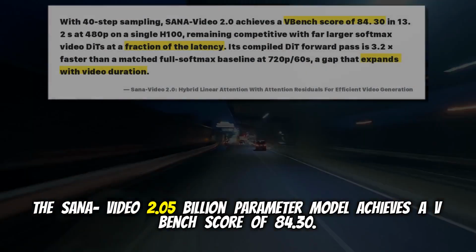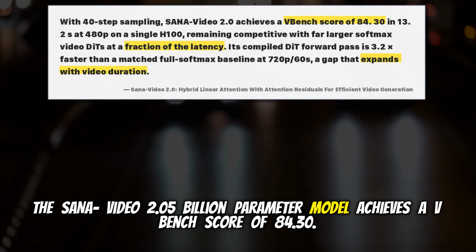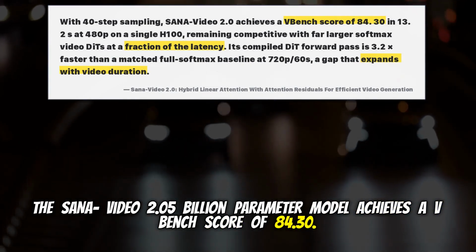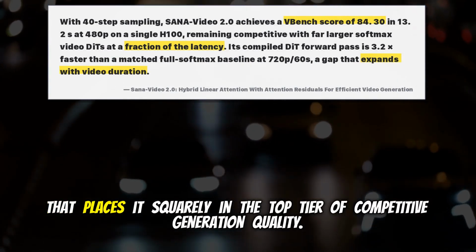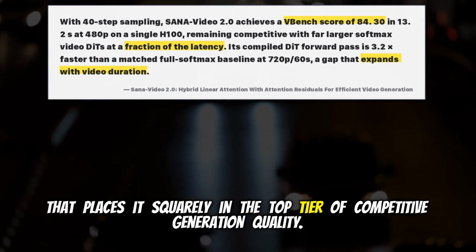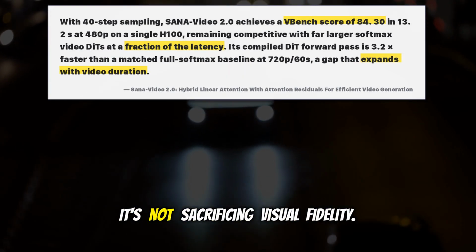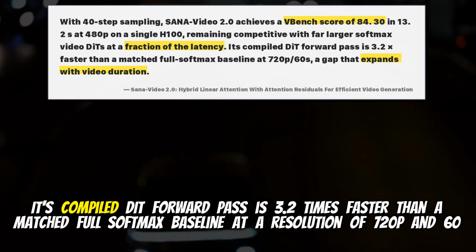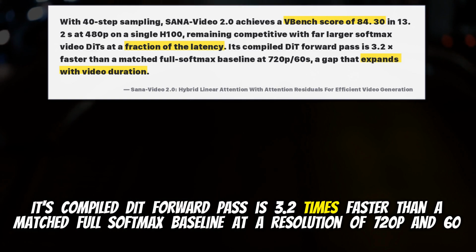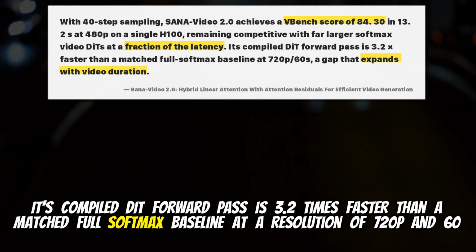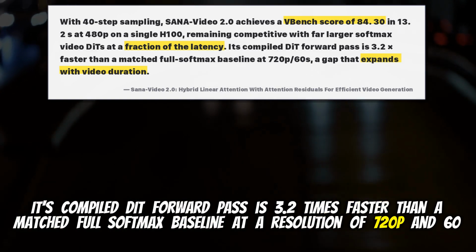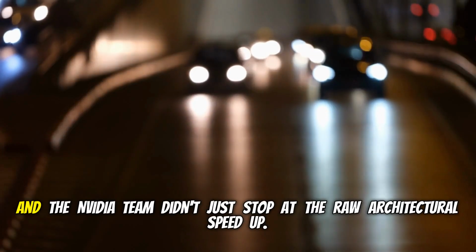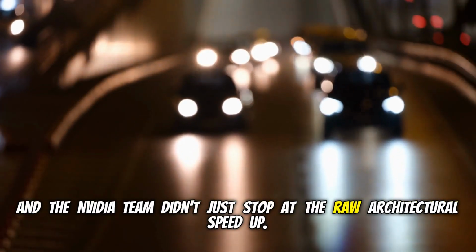The Santa Video 2.0 5 billion parameter model achieves a V-bench score of 84.30. That places it squarely in the top tier of competitive generation quality. It's not sacrificing visual fidelity. But the raw throughput is where it really shines. Its compiled DIT forward pass is 3.2 times faster than a matched full-softmax baseline at a resolution of 720p and 60 seconds of video. And the NVIDIA team didn't just stop at the raw architectural speedup.